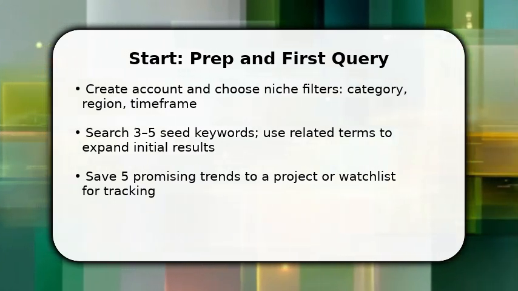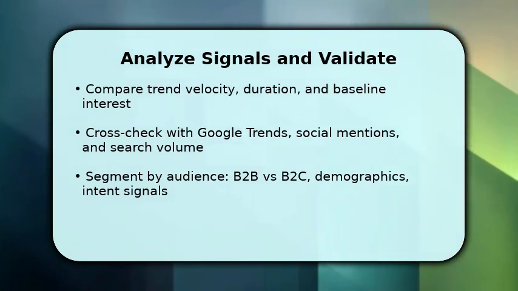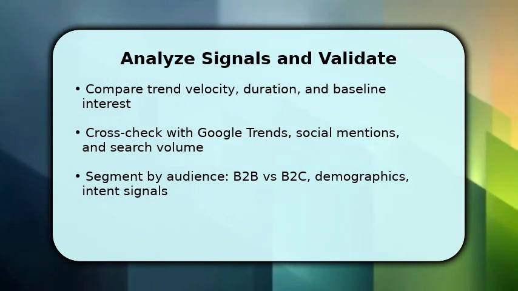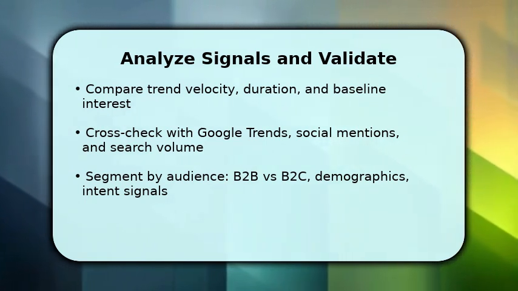Once you have saved trends, dive into analysis by comparing velocity, how long the growth lasted, and baseline interest before the spike. Then make sure to validate. Check Google Trends, social mentions, and keyword search volume to avoid false positives.